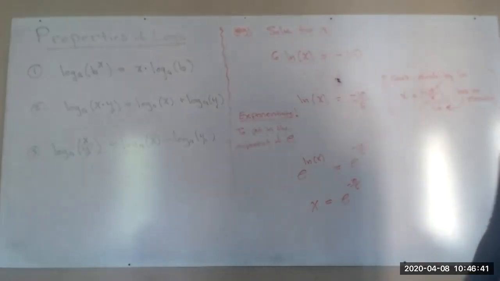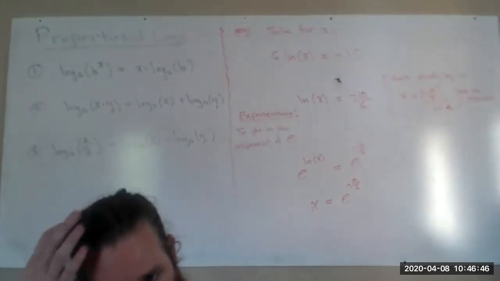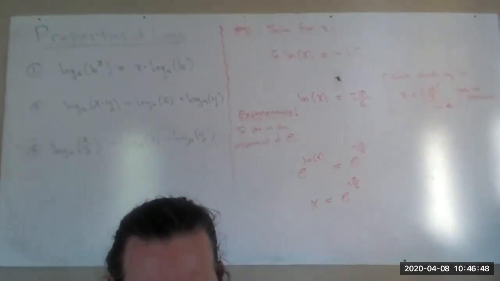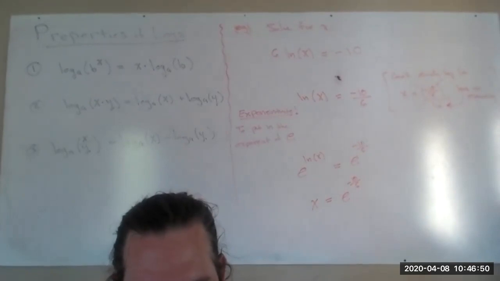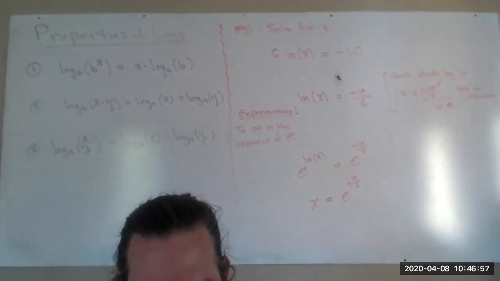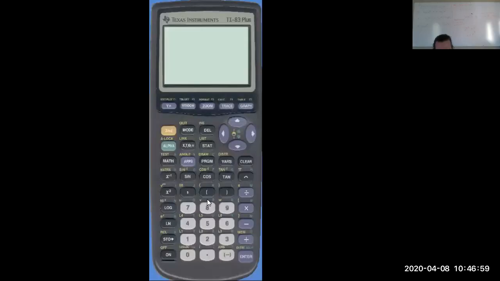I could again use my calculator to get a decimal approximation. So I'll do that for you now. And then we're going to check that solution in our calculator. So here, let me share my screen with you so you can watch as we do this. First, I'm going to get my decimal approximation. So I will calculate e raised to the power of negative 10 over 6.